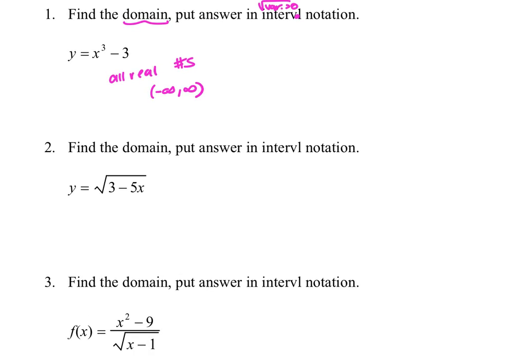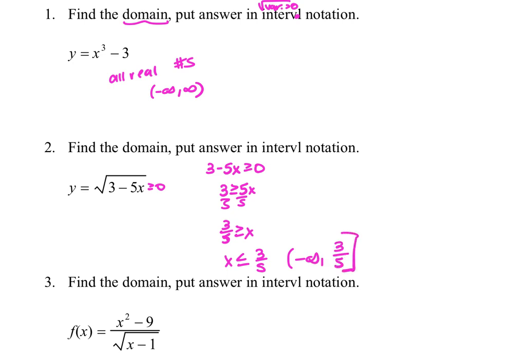Number 2, now you've got the square root. So what's underneath has to be greater than or equal to 0. So if 3 minus 5x is greater than or equal to 0, then 3 is greater than or equal to 5x, and divide by 5. 3/5 is greater than or equal to x, or x is less than or equal to 3/5. In interval notation, that's negative infinity to 3/5 with a bracket on the 3/5.